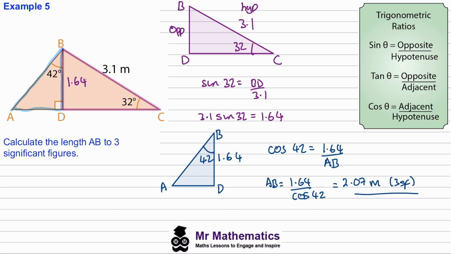Okay? Well, how did you get on with that? I hope that's given you an idea on how to find lengths in right-angled triangles using sine, tan, and cos. In the next video, we're going to look at how to work out an angle using the same ratios.